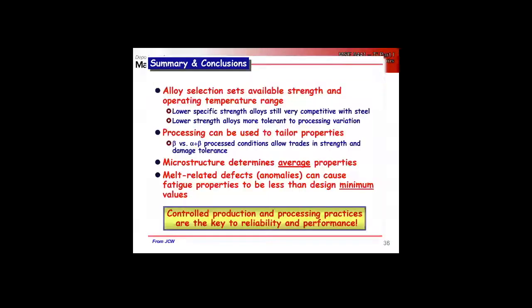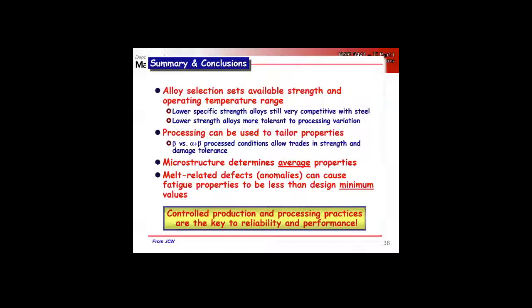So in terms of the last slide, and then we're done. In terms of alpha and alpha plus beta alloys, they have lower specific strength, very competitive with steel. The lower the strength in general, the more tolerant to processing variations. But the key thing is being able to play with the microstructure in beta versus alpha plus beta, and the properties that result is the main advantage in titanium. The huge range of microstructures and properties that we can get from fairly simple processing routes.